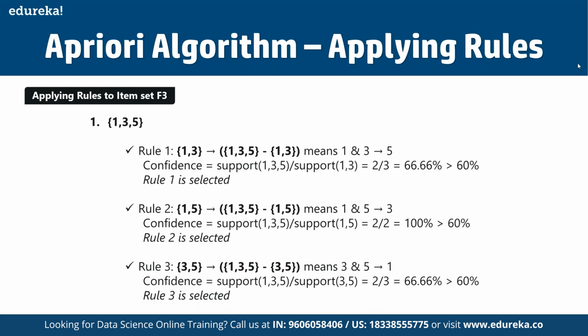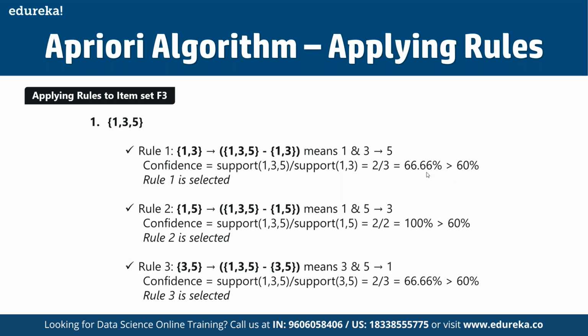So here rule 1 is 1, 3, which is a subset, that means 1 and 3 will result in 5. That means if a user is purchasing both items 1 and 3, then we have a good possibility of the customer going for the 5th item as well. So here the confidence is support of 1, 3, 5 divided by support of 1, 3, that is 2 by 2, that is 66.6%, which is above 60%.